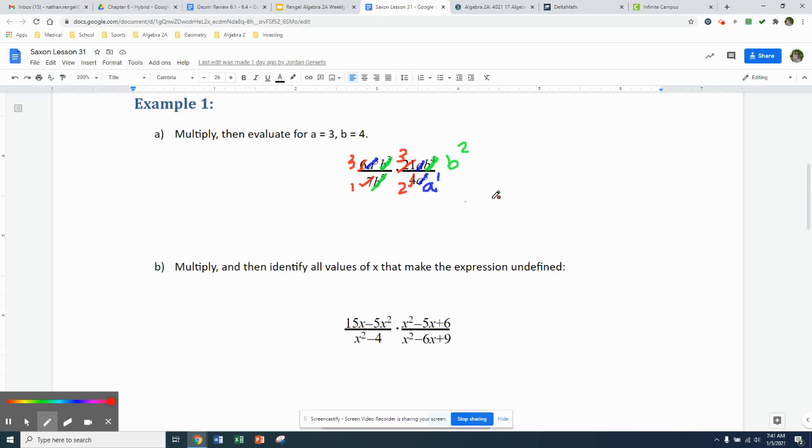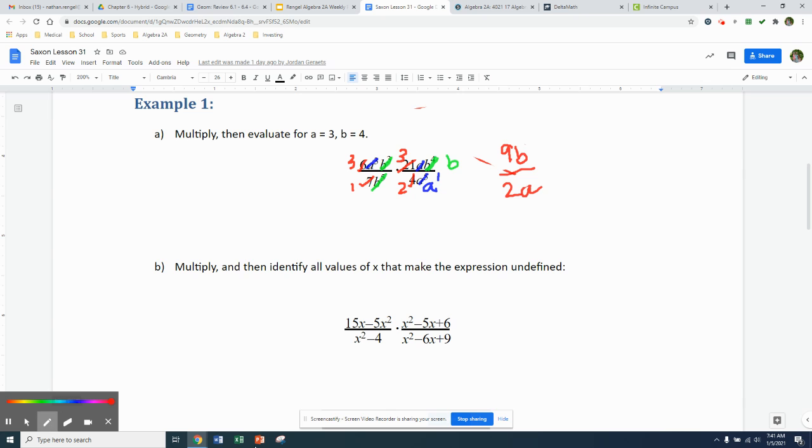Now we're ready to rewrite our fraction. We're going to have a 9b squared over 2a. So there's going to be my simplified version. Lastly, we'll put our numbers in. So the 4 is going to go in for the b right there, and then the 3 is going to go in for the a right there. So we'll put those in and solve that out.